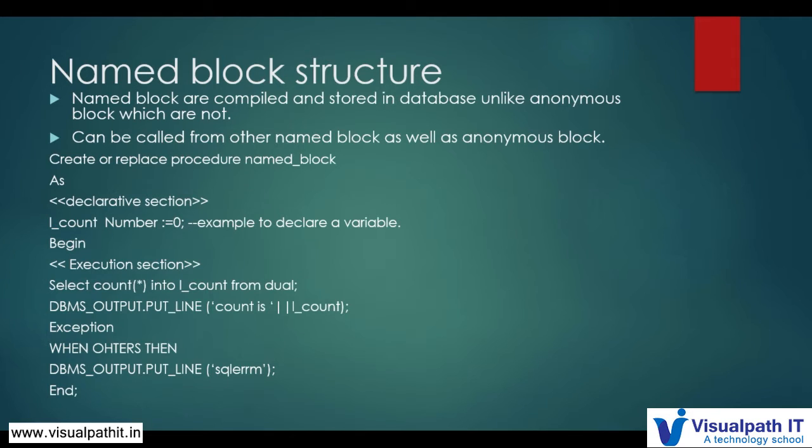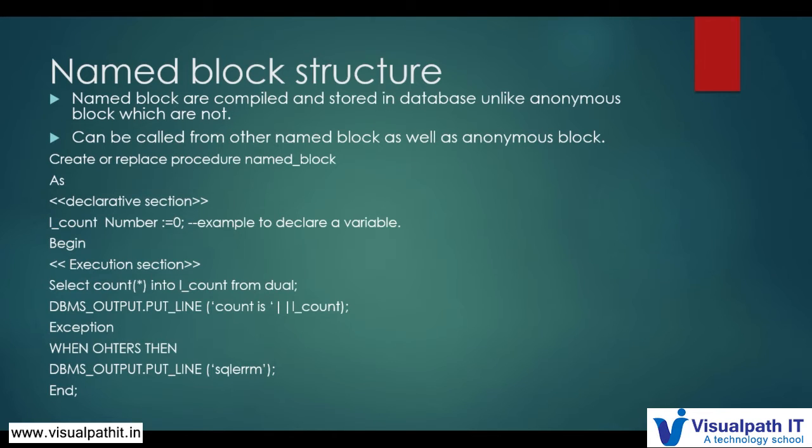Okay, so to create a named block, we have to add the create or replace keyword. Create or replace procedure. I have used procedure here because in this particular example I want to create a named procedure. In place of procedure, you can also have create or replace function. In that case, it would create a named function.